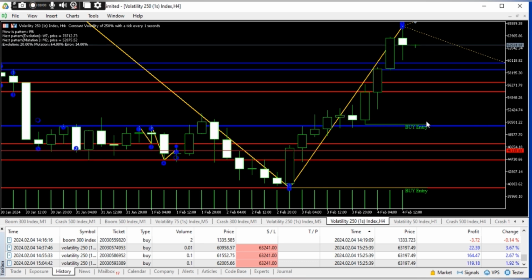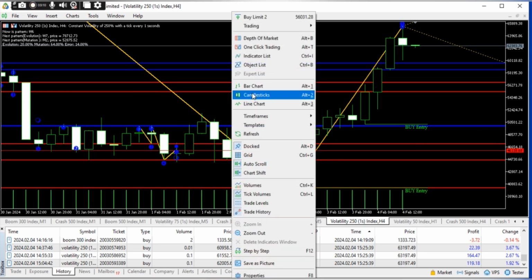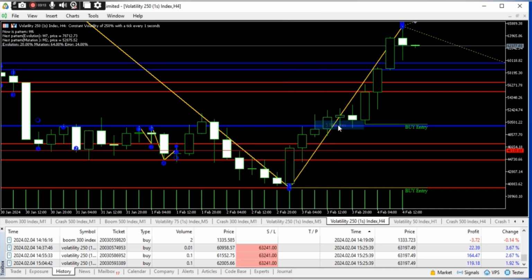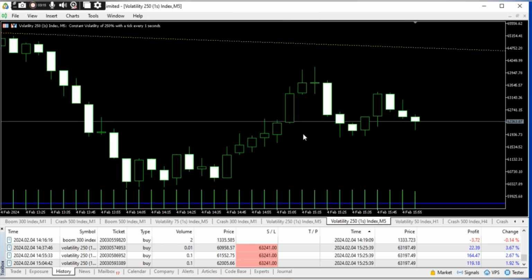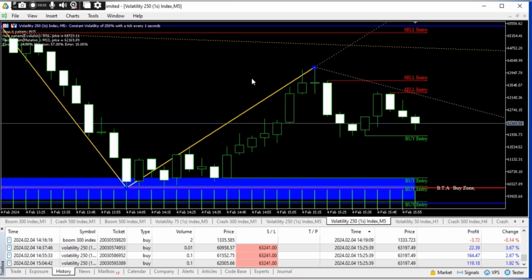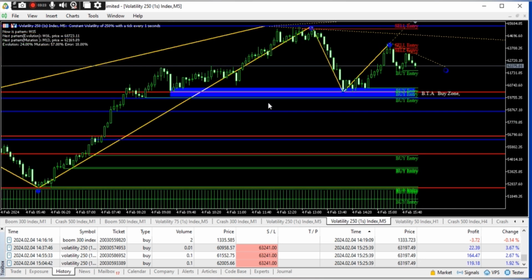So we waited for it to give us this entry. This is when the system confirmed the buy signal. So when the system gave us this buy entry, we went to M5. So this is what we did. Our system gave us this buy entry. This is when we started to trade, and we held that trade basing on this node. So it is very easy for you to trade using this strategy.